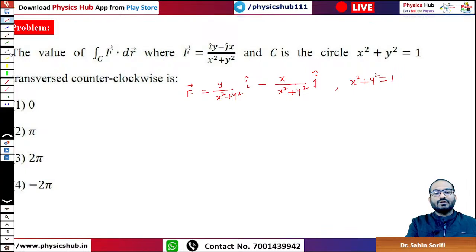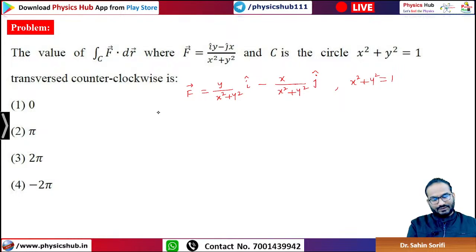So when we do not know in which dimension we need to carry, we can generally take it 3 dimension. Okay. So what will be dr? dx i cap plus dy j cap plus dz k cap. And as you can see, when we take the dot product of f and dr, obviously this k cap will vanish. So it is finally coming out in 2 dimension.